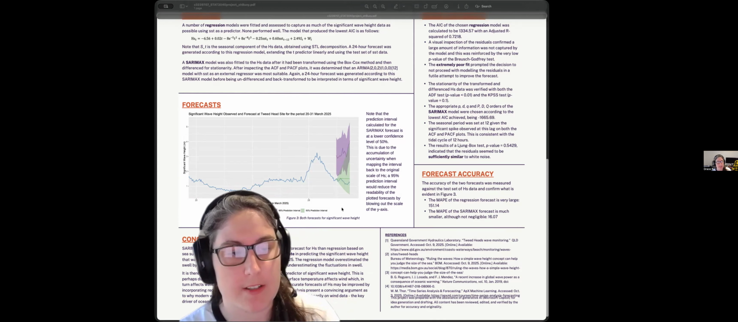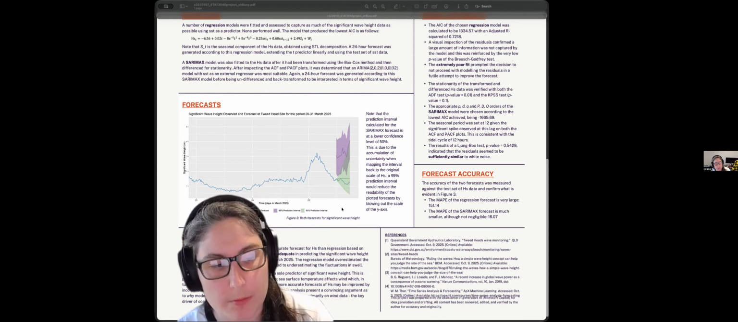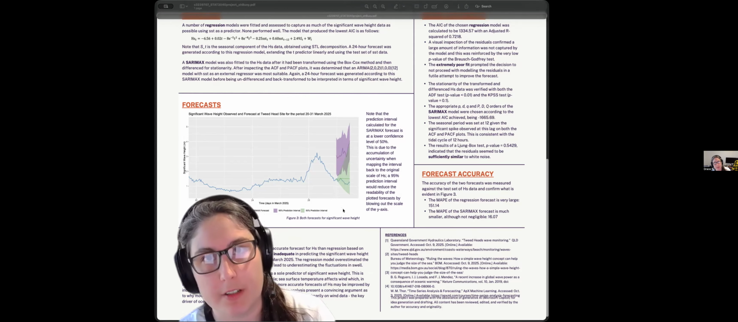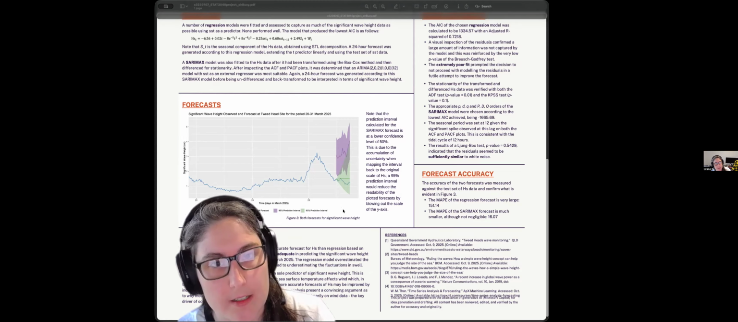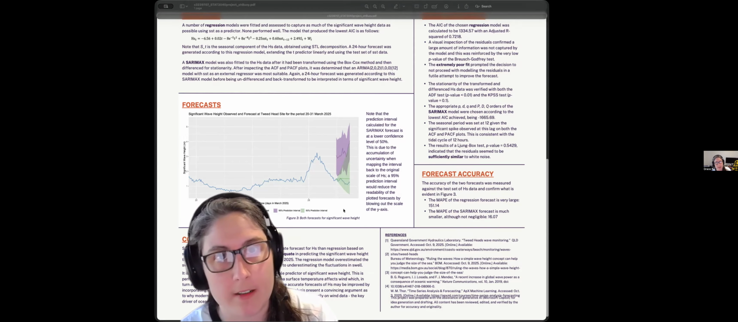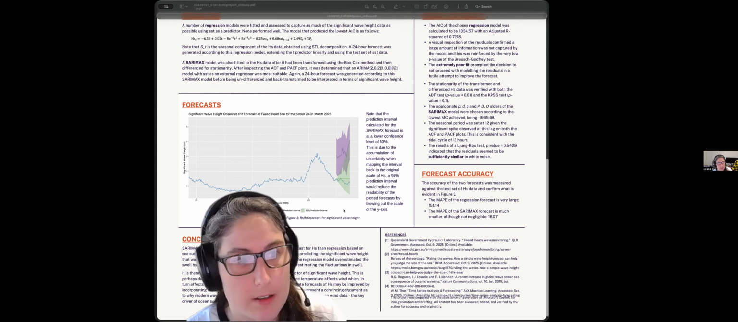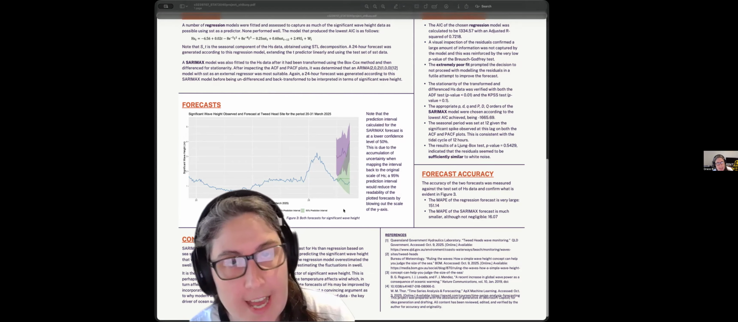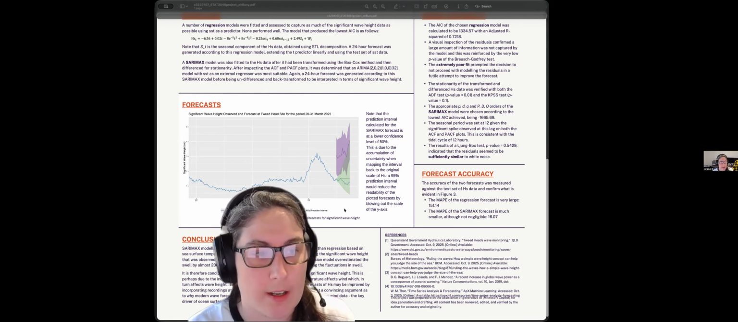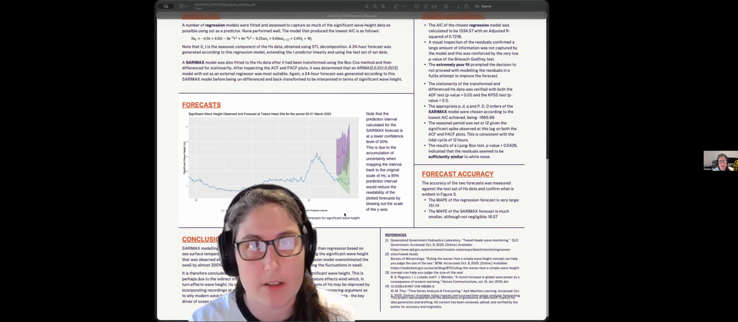My suspicion as to why sea surface temperature is not a good predictor is because its influence on significant wave height is perhaps indirect, being that sea surface temperature affects wind behavior and speed, and then that in turn affects and is able to predict significant wave height.